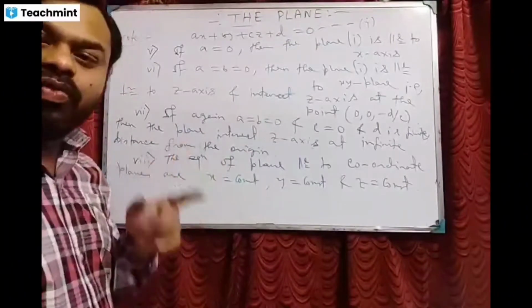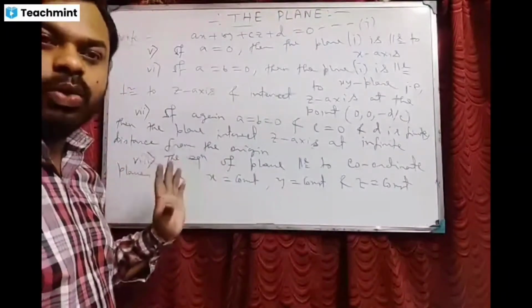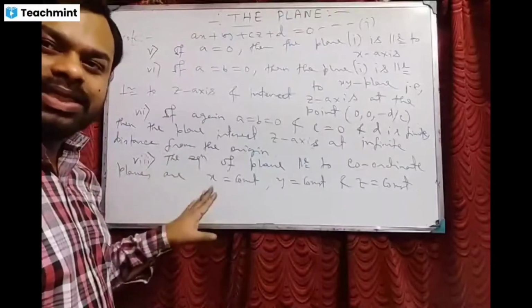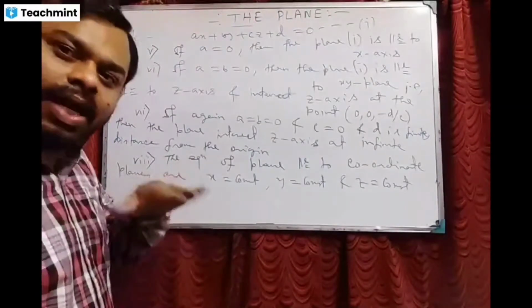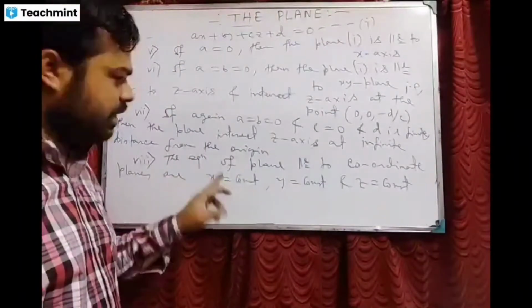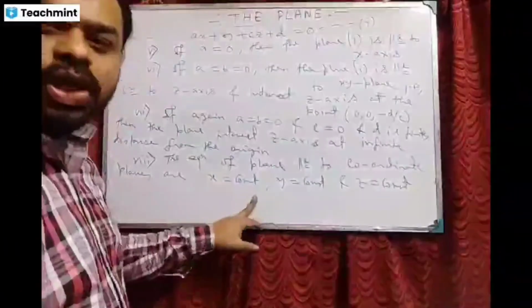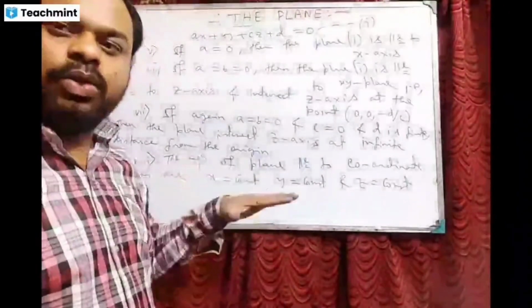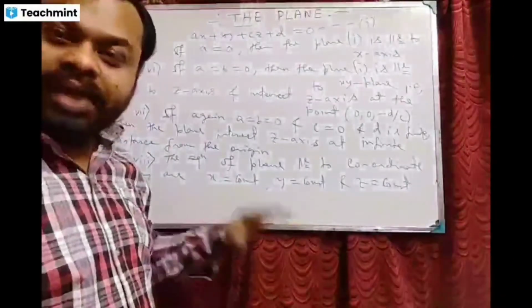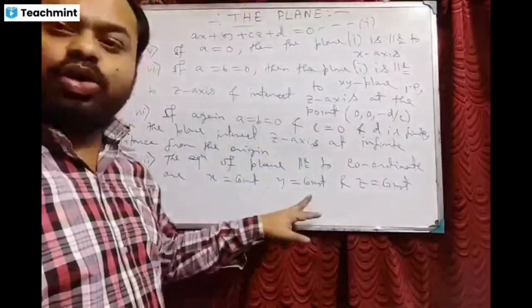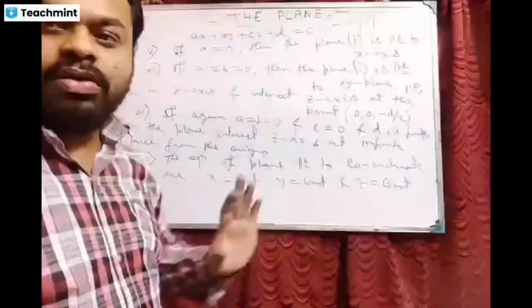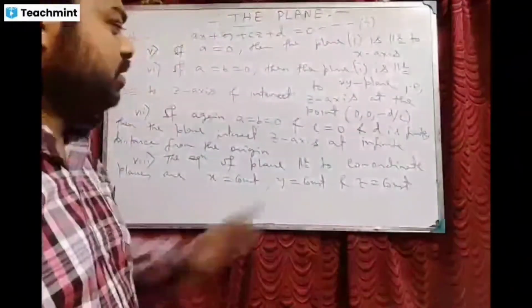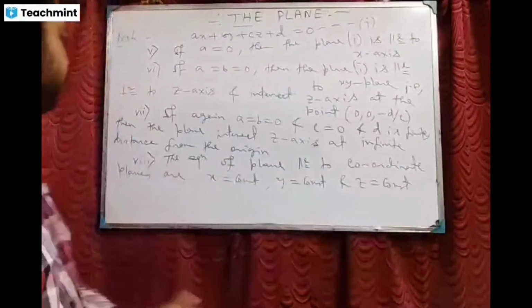The equation of the yz plane is x equals 0, and the plane parallel to the yz plane is x equal to constant. The equation of the zx plane is y equals 0, and the plane parallel to the zx plane is y equal to constant. Similarly for z equal to constant, and similarly for the others.